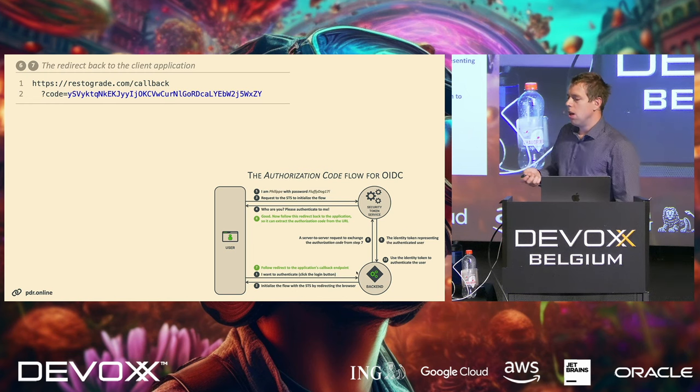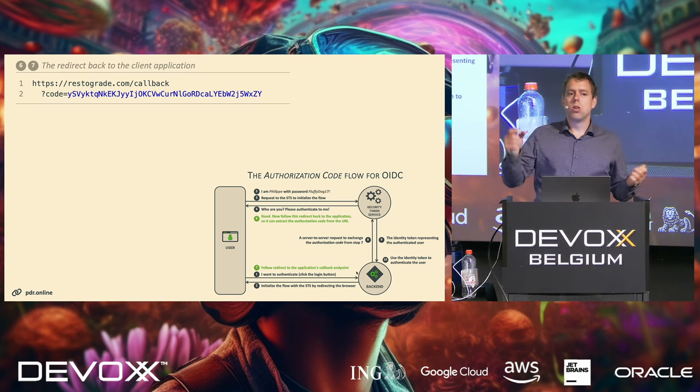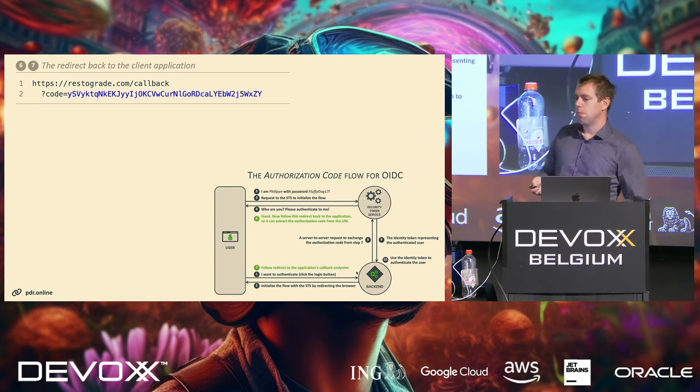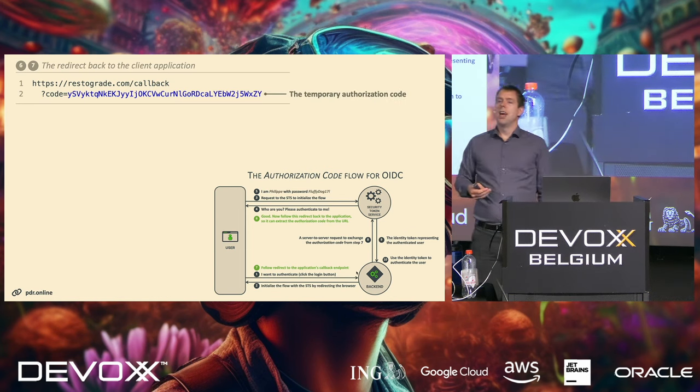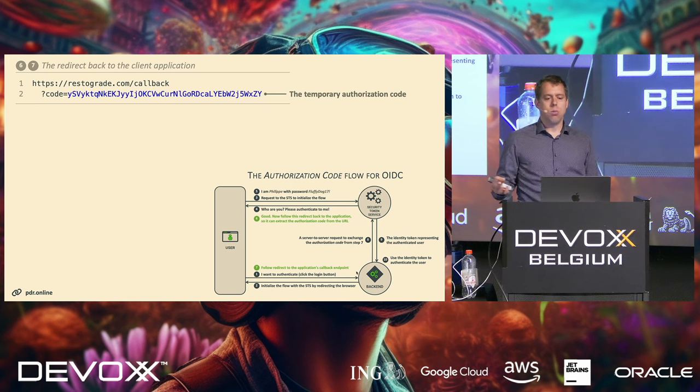What do we have here? On line 1, we have that callback we provided in the beginning. We said, like, when you're done, send the code here. Bam, that's that endpoint. And then we have a query parameter, code equals something something. And that's the authorization code, that meaningless value.